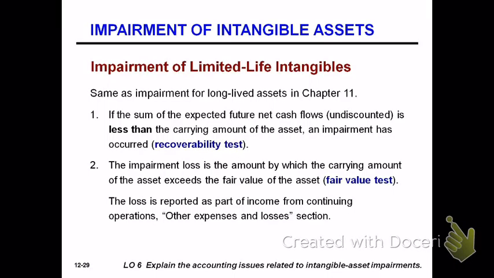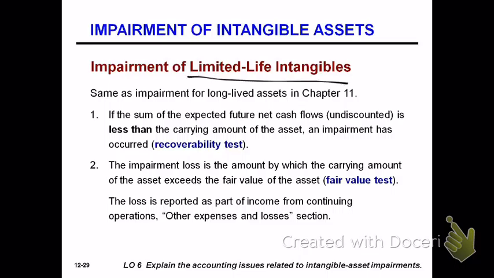This is the second of 4 recordings about Chapter 12. We're going to talk about impairments of intangible assets. So there's different treatment if this is limited life, unlimited life, or goodwill. So there's 3 different ways you can do this impairment calculation.